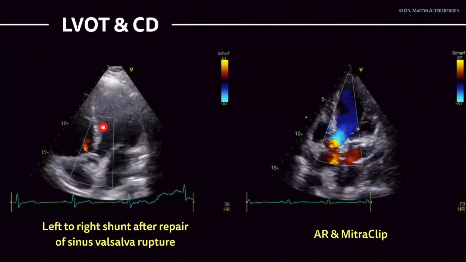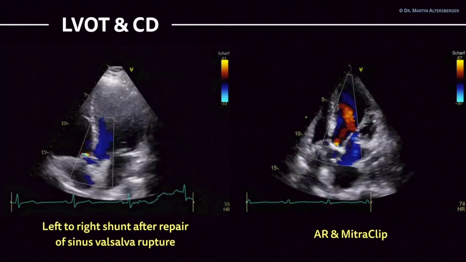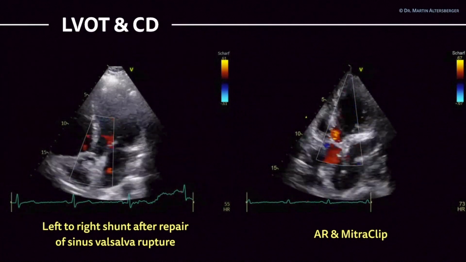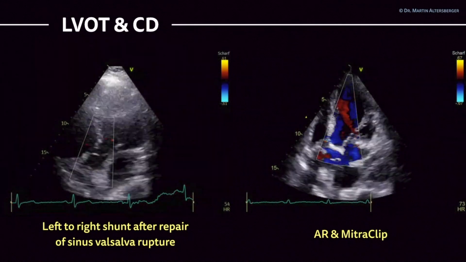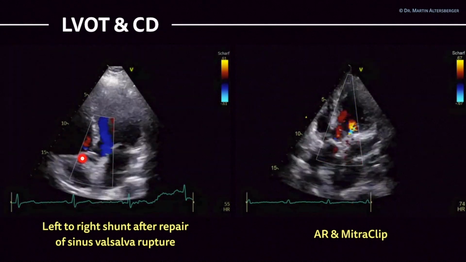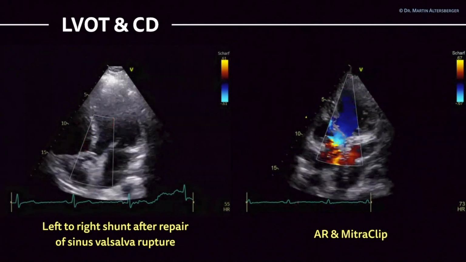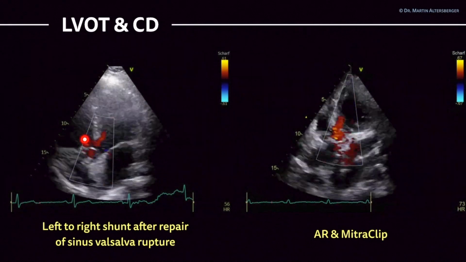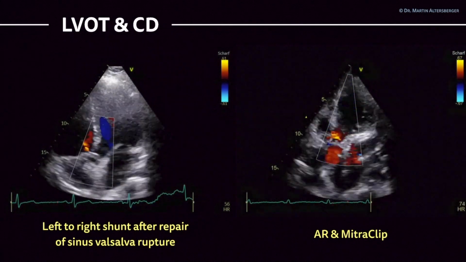You see also the left ventricle is dilated, the ejection fraction is borderline to mildly reduced, and this was a still persistent shunt after a sinus valsalva rupture operation. The patient received another pericardial patch and no shunt was visible anymore. But that is something you can see quite nicely here when you visualize the aortic valve and the LVOT.